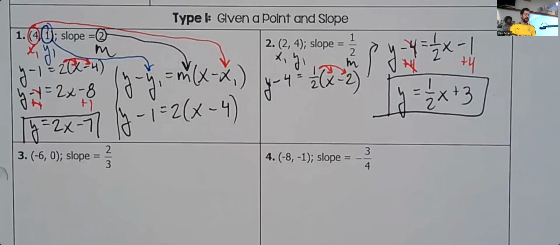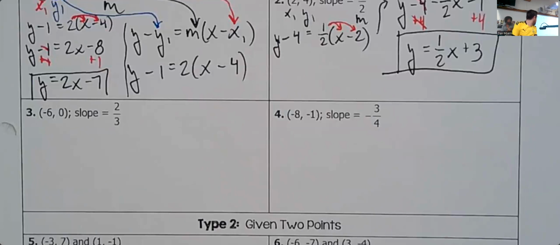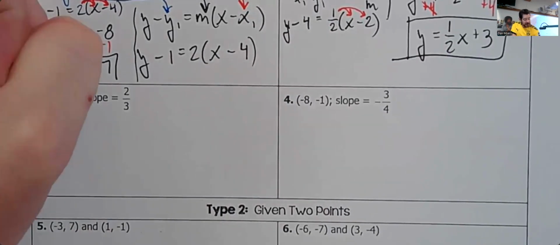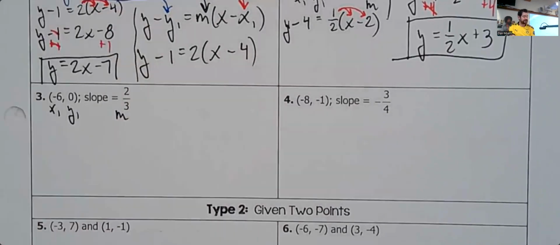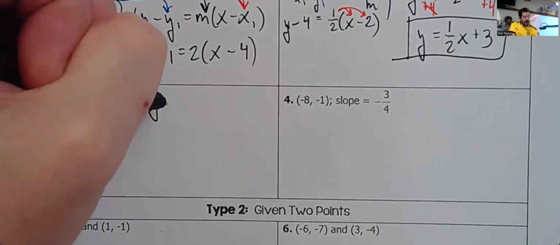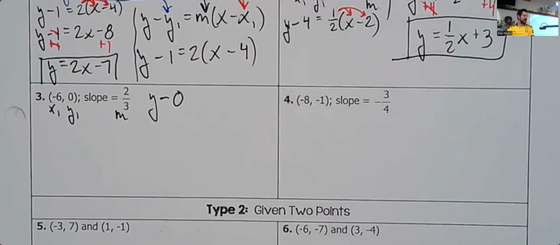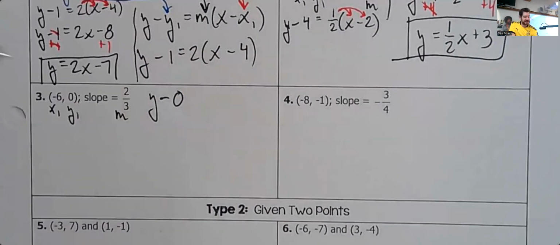All right, let's give it a try. Number 3. So here we go. X1 is -6, Y1 is 0, M is 2/3. So that'll be Y minus Y1, which is 0. Y minus 0, which is just Y. We'll talk about that in a second.